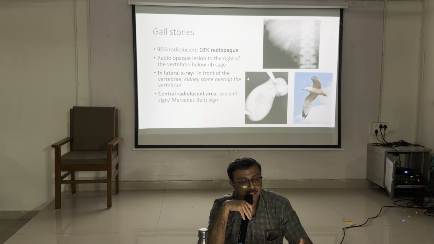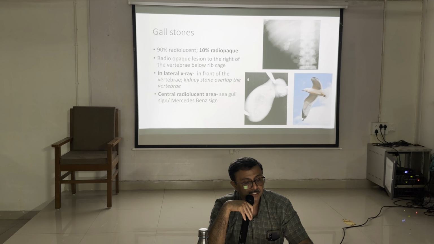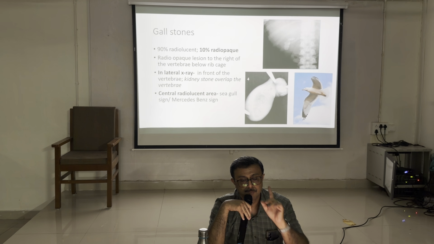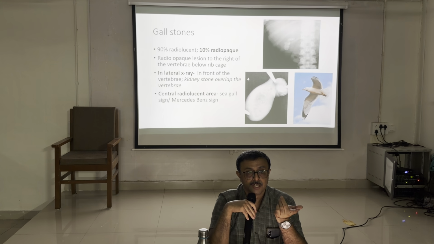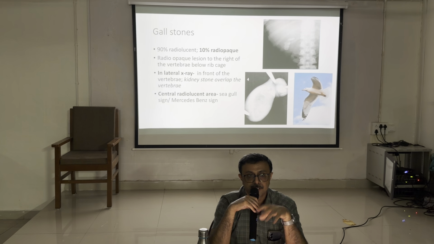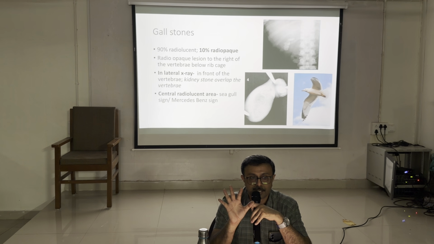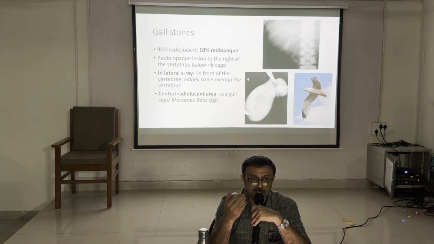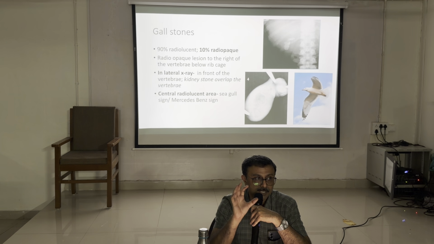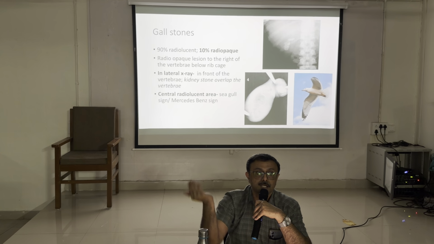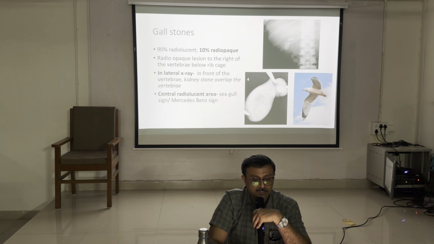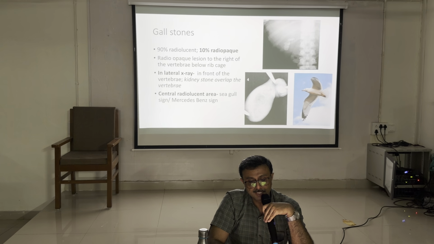A radio-opacity on the right of the vertebra below the rib cage could be a gallstone or a kidney stone. In lateral X-ray, the kidney stone overlaps the vertebra, and the same can happen with a right renal pelvic stone. How do you differentiate? Just advise a lateral X-ray. If the opacity is overlapping the vertebra, then it is a kidney stone. If the opacity is anterior to the vertebra, it is a gallbladder stone.